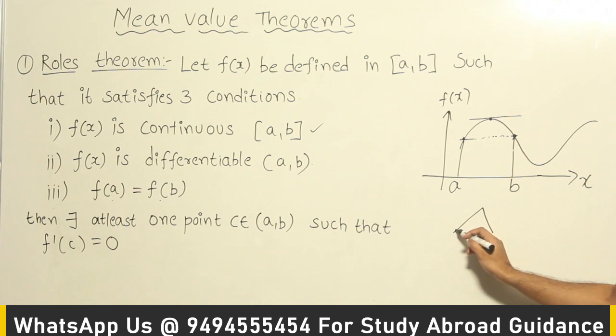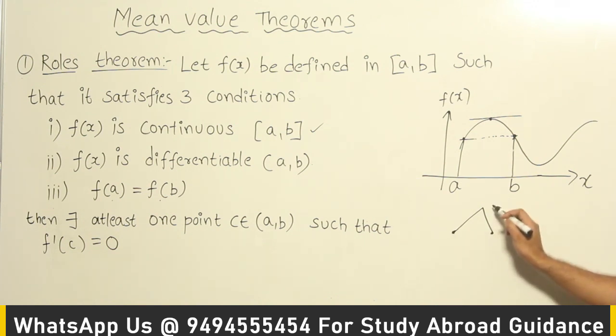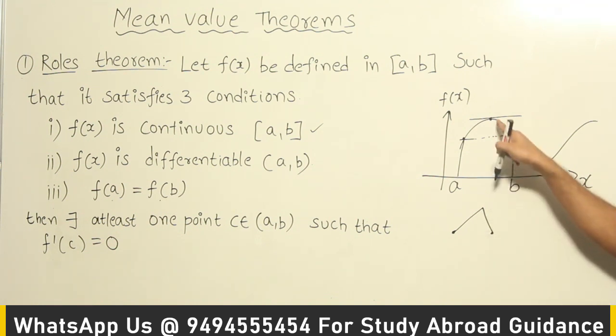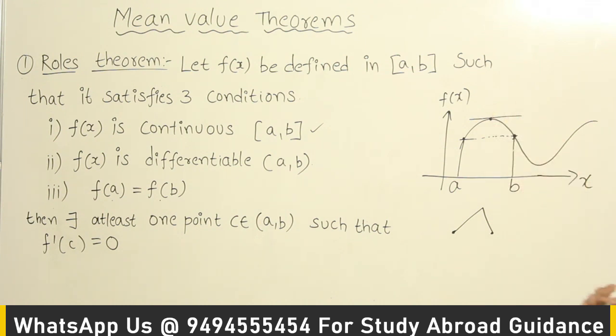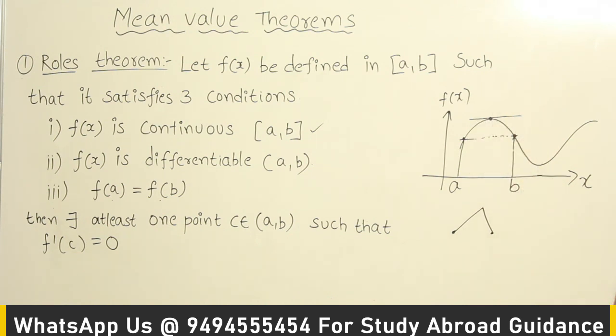So in this case also you will be able to see that f of a is equal to f of b, but then you will not be able to find a point at which the slope of the tangent is equal to 0, right? So there should not be any holes or cuts, and there should not be any corner edges. Other than this, you should be able to find out a point c, right?